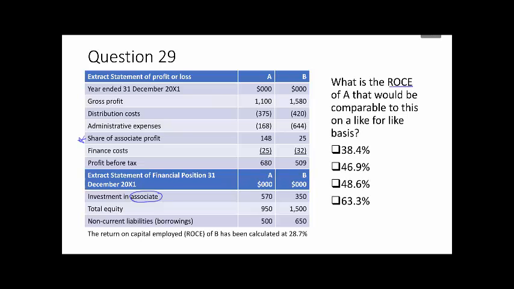So if we're going to include the profits from the associate, we need to include the fact that that is part of our assets, whereas if we're going to exclude that profit, we need to strip out that asset as well. So here we've been given the return on capital employed that's already been calculated for company B and asked to calculate a comparable return on capital employed for company A.